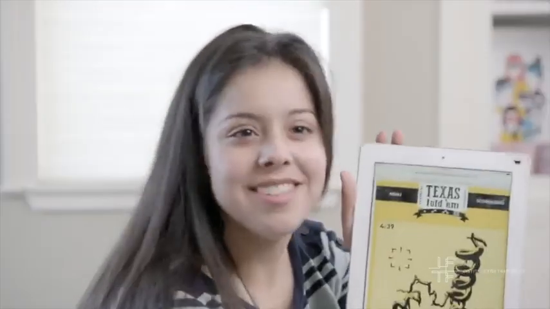Yes, I won! This is Texas Fold'em. It's one of those protein folding simulators where you learn how proteins work inside the human body. And you can help solve puzzles for science.